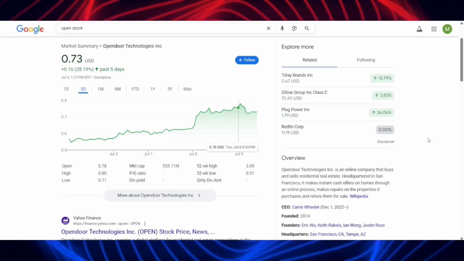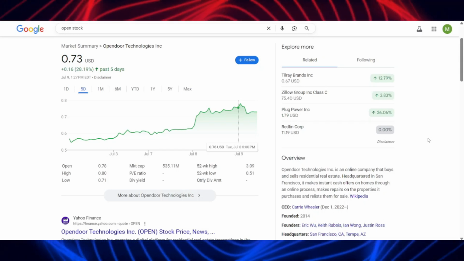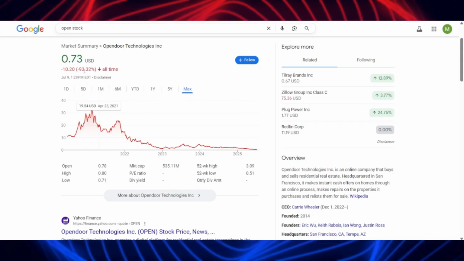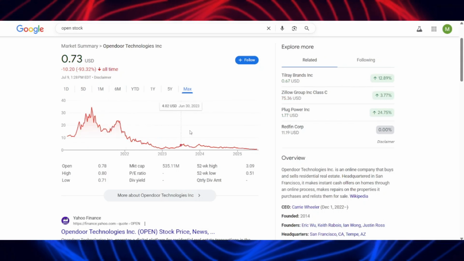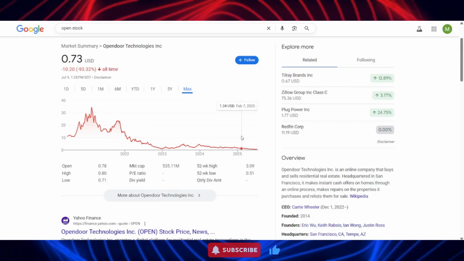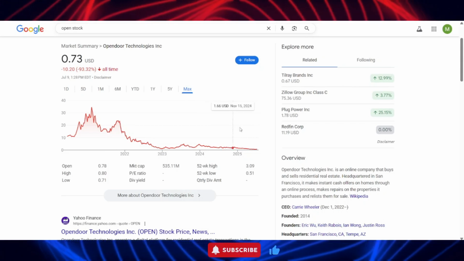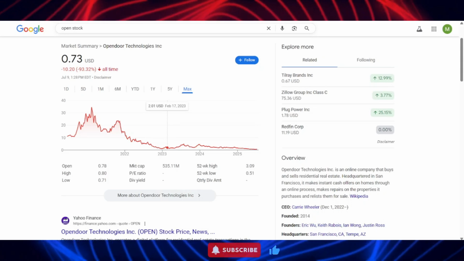So, if you don't know what Opendoor Technologies is, it's an online company that helps you buy and sell real estate. It's actually trading at nearly an all-time low, down almost 93% from a few years ago, which is tied to the interest rate. But since there's talk about the interest rate being dropped, this stock just did something really interesting on the technical indicators, which might be a sign that it is reversing trend.